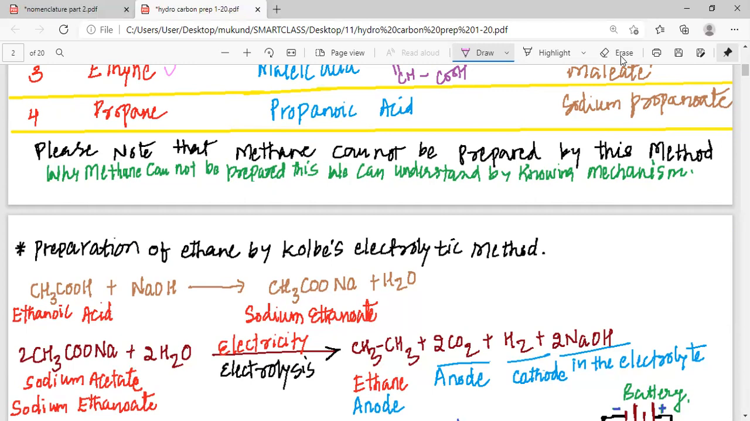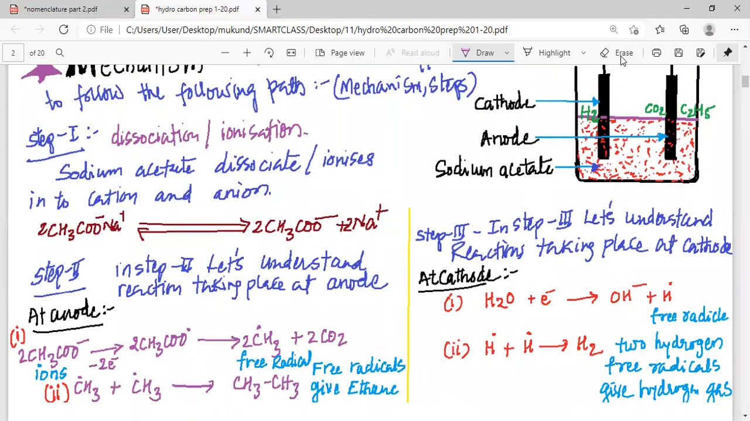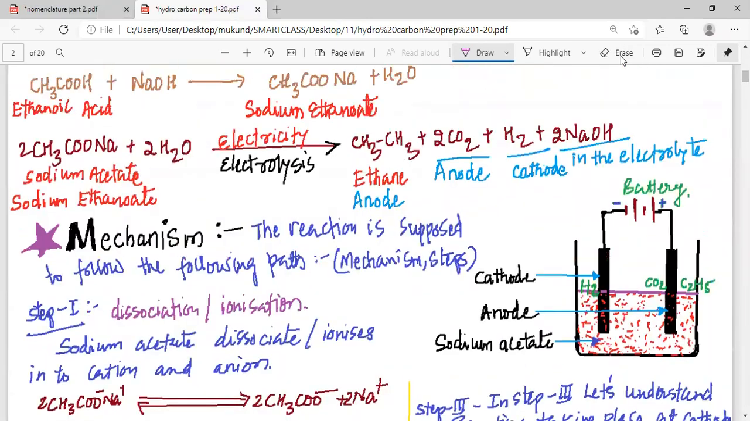Please note, my dear students, that methane cannot be prepared by this method. Methane cannot be prepared by this method. Now, why can methane not be prepared by this method? That is what we are going to study in a few other periods.